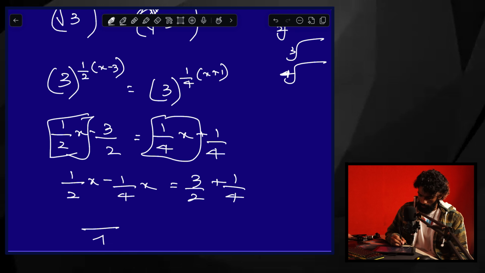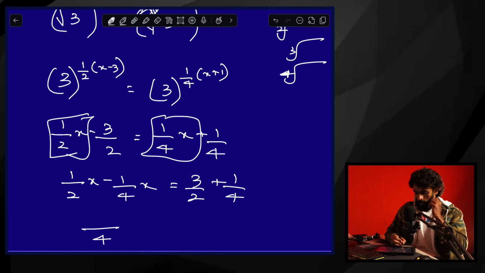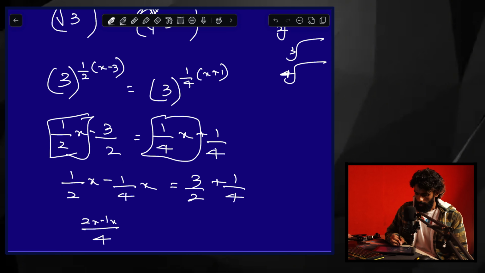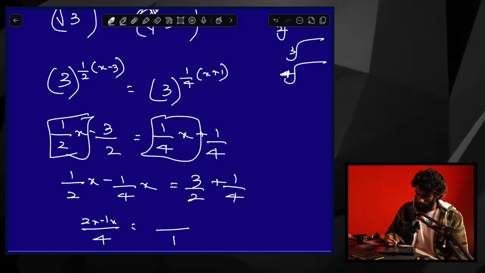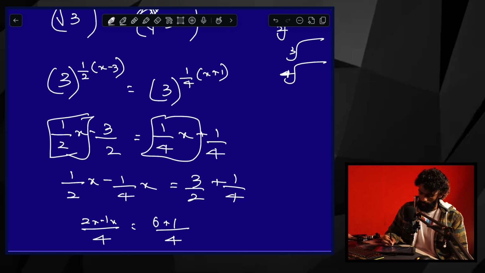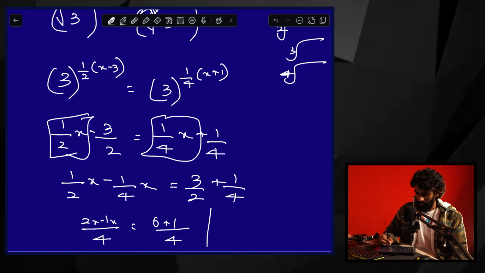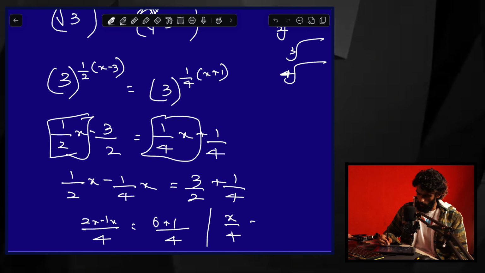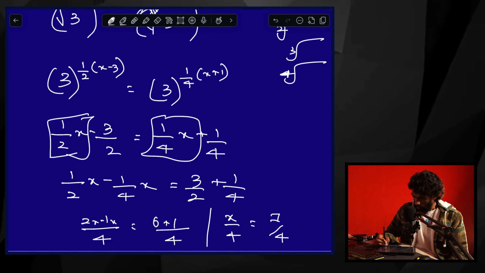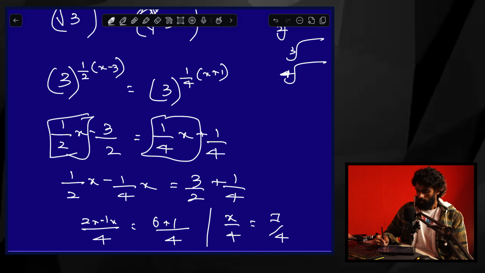If you do not understand that, take LCM. Same old method. So it becomes 2x minus 1x equals, here also the LCM will be 4, becomes 6 plus 1, which is 7. So here the left hand side becomes x by 4 equals 7 by 4. Yeah, correct, 7 by 4.